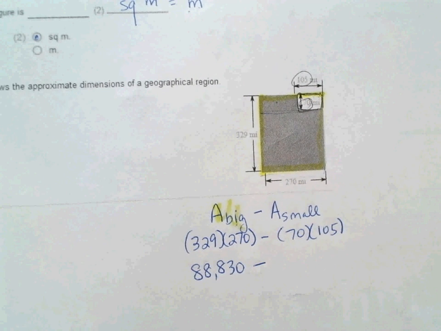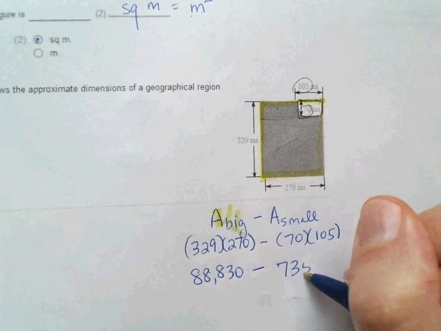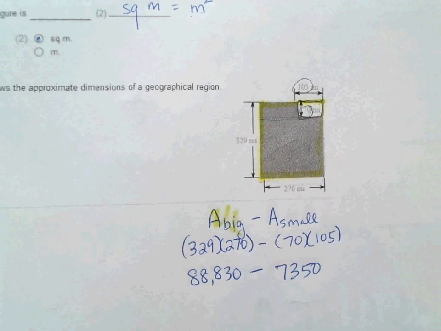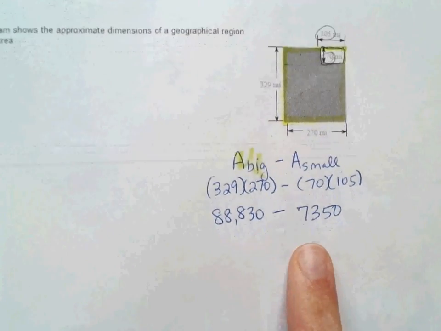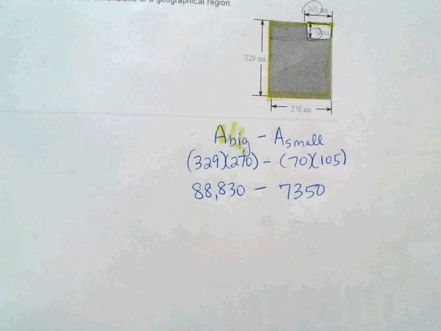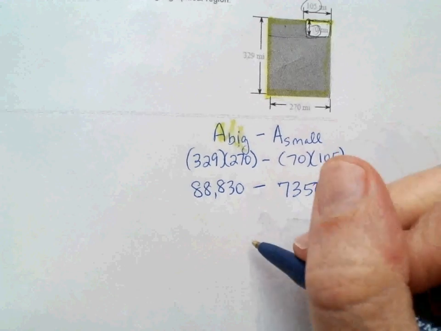All right, so let's get that number. 70 times 105 gives you 7,350. And then the area would be the big one minus the small one. So now I'm going to take those numbers and subtract them.